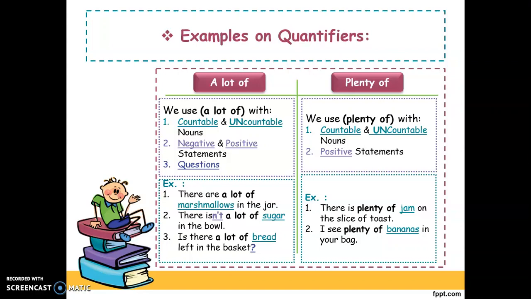Now, number 2, I see plenty of bananas in your bag. Plenty of is the quantifier here, and we are using it in a positive statement, talking about bananas, which are a countable noun.